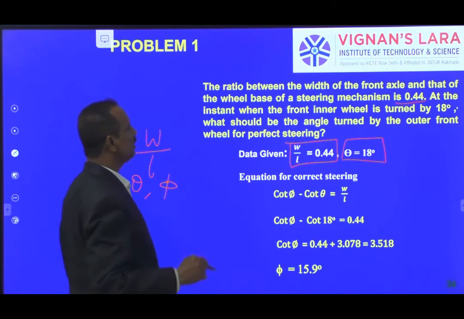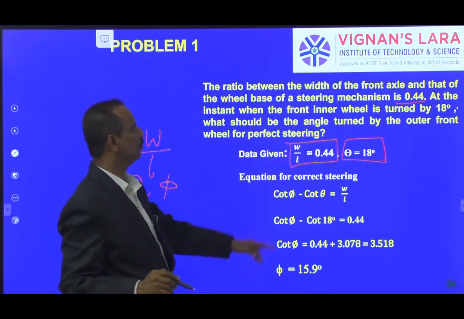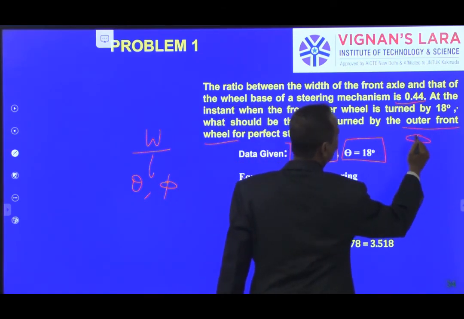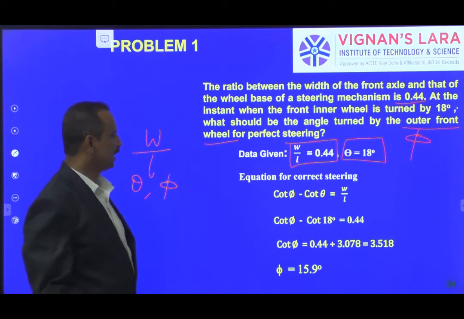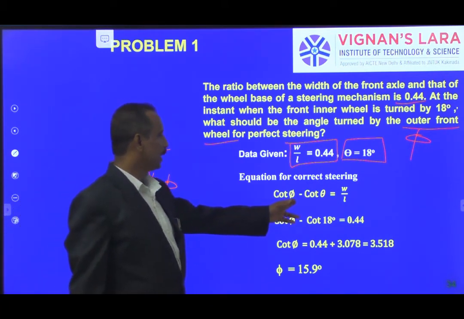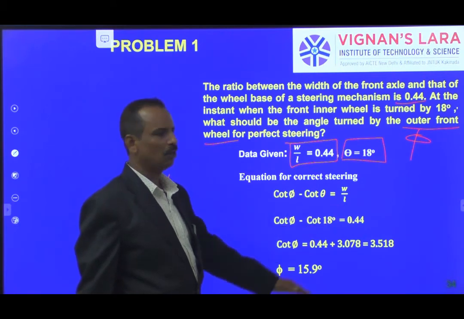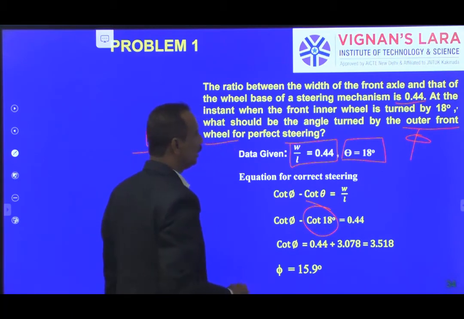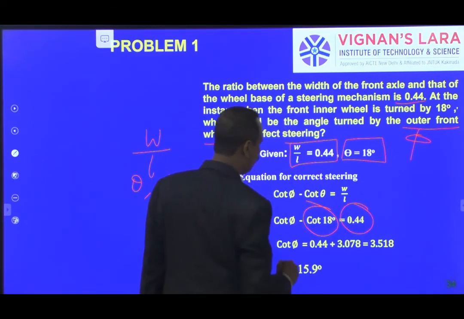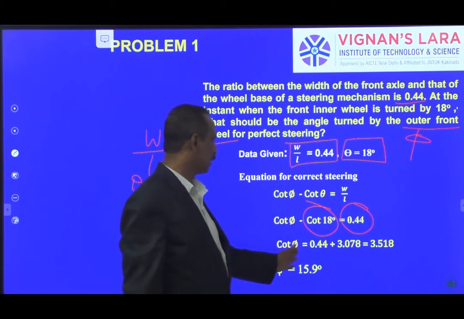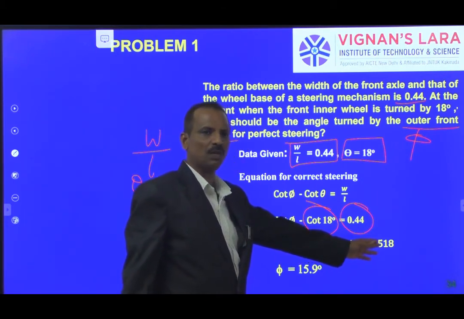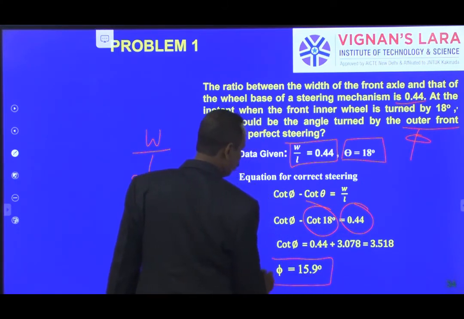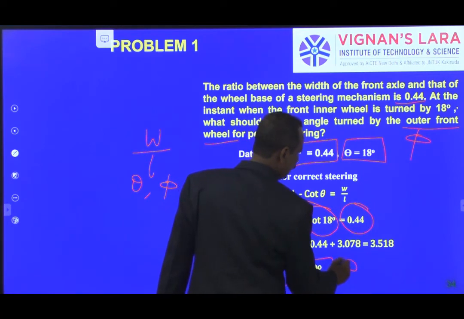So his objective is to find out what should be the angle turned by the outer front wheel. What do you mean by outer front wheel? Angle phi. So this can be simply obtained by writing the equation cot phi minus cot theta is W by L. So cot phi minus cot theta, theta is given 18, cot 18, and W by L is given in the problem 0.44. So just substitute it, you will get cot phi is equal to 3.518. So cot inverse 3.518 gives the phi value, which is around 16 degrees.